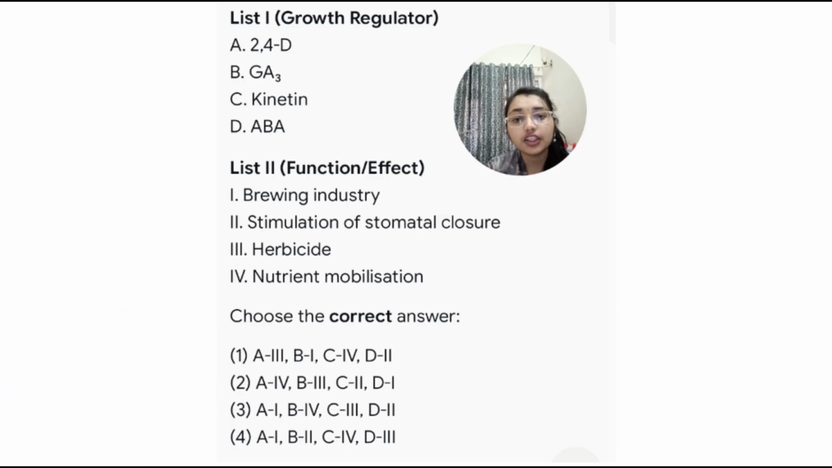Between 1 and 3, we see A, that is 2,4-D. It matches with herbicides. 2,4-D is a herbicide. Then B, GA3, is paired with the brewing industry. Kinetin is paired with nutrient mobilization. And D, that is ABA, is paired with the stimulation of stomatal closure. So this is the correct option. Here the correct option is option 1.